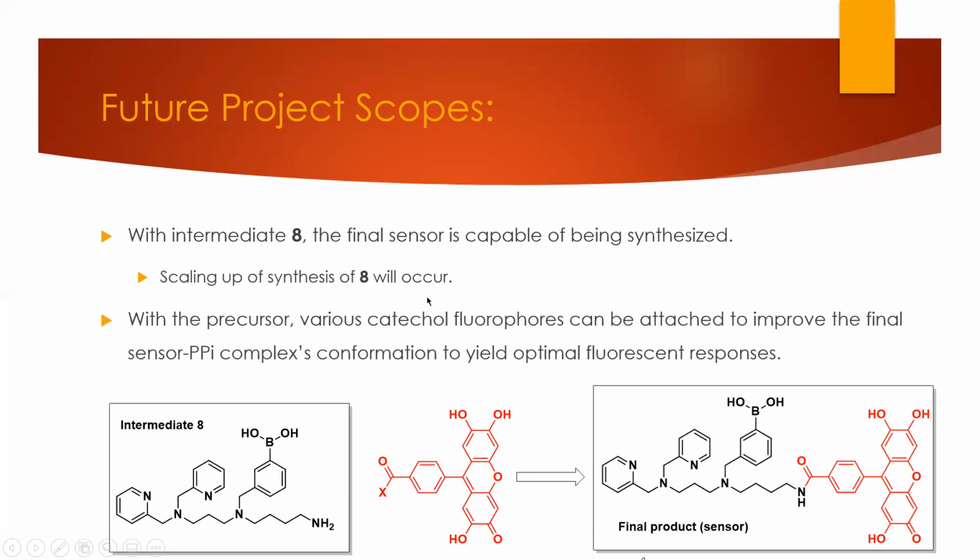Likewise, we hope to scale up synthesis of 8 for quicker reactions, or for more continued research. The reason intermediate 8 is key is because we can then add in a variety of fluorophores as long as they contain the catechol functional group. With this, we are able to change the conformation of the final PPI containing analyte and may produce a more accurate and better fluorescence response, which is beneficial for the overall goal.